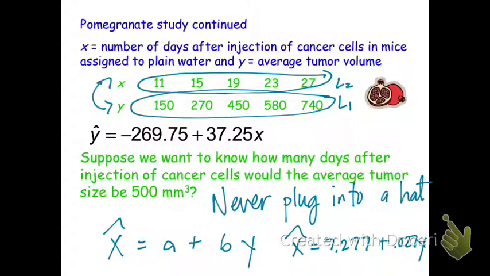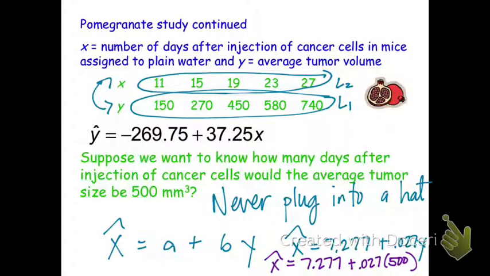Now, is 500 okay to plug into? Does it fit within my range of y values? Yes, there's no extrapolating going on, right? No extrapolation. So plug in 500 now for y, and you get x hat equals 20.777. Is that what you get?